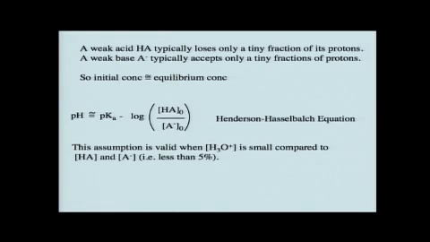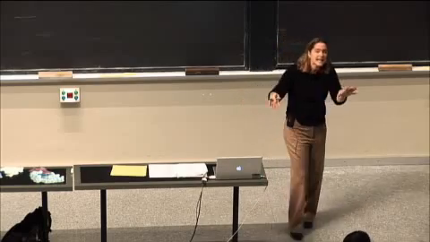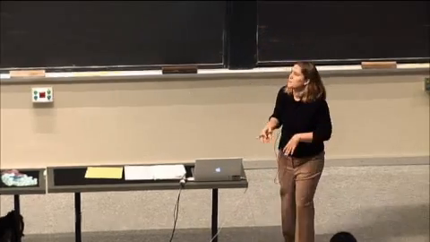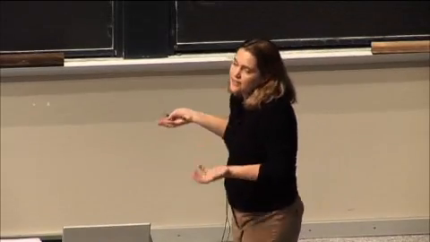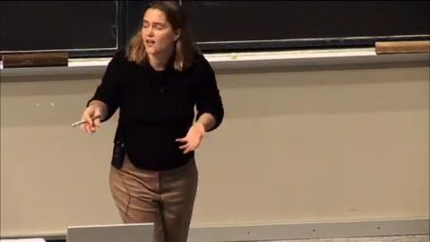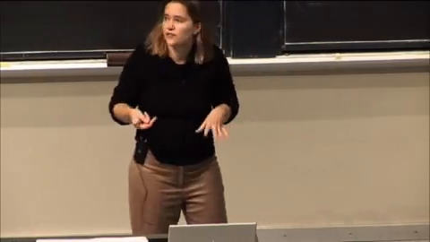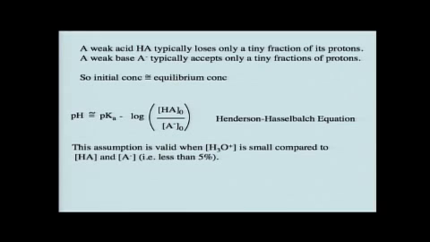So a lot of the time this is true. Remember, we're making buffers from weak acids and weak conjugate bases. The definition of a weak acid is that it only loses a tiny fraction of its protons. It only ionizes slightly in water. And a weak base typically only accepts a fraction of the protons it can accept. It's a weak base, so it's not doing a whole lot of chemistry there. So this approximation is good a lot of the time.